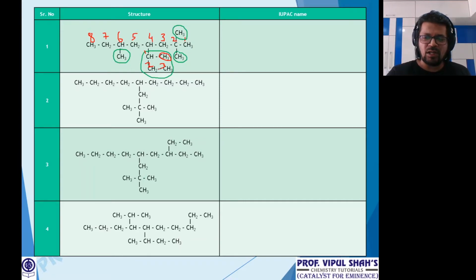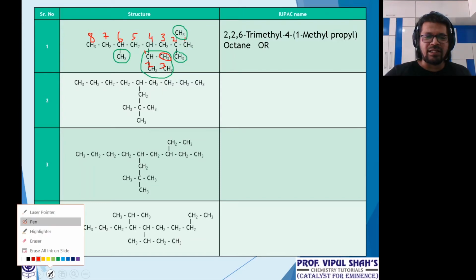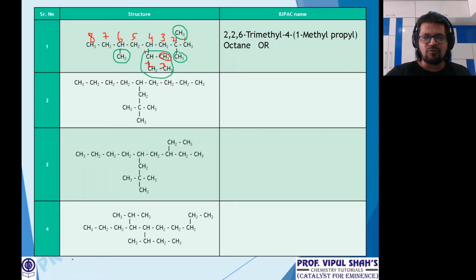I'm writing the name now. I want everybody to check. Look at this. 2, 2, 6 trimethyl 4, and in a bracket 1 methyl propyl, bracket closed, skeleton of 8 octane. Now how will I write it if I have to give some other name? As I said, you can use a fusion name concept also. Now at 4, we have to just identify this entire group. Everybody clear with this? Now I have to identify only this group.